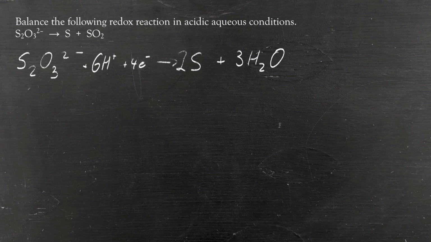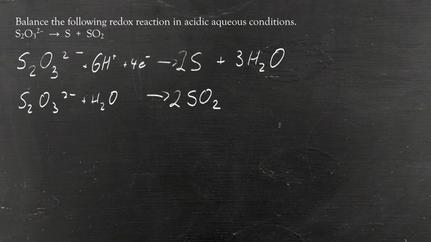Now for our other half equation. Again, it's S2O3 2-, but this time it's reacting to give us SO2. Once again, we have 2 sulfurs on the left-hand side, but only 1 on the right. So we'll put a 2 out front. Now we have 4 oxygen on the right, but only 3 on the left. So we need to add water. 2 hydrogen on the left, so we have to add 2H+.